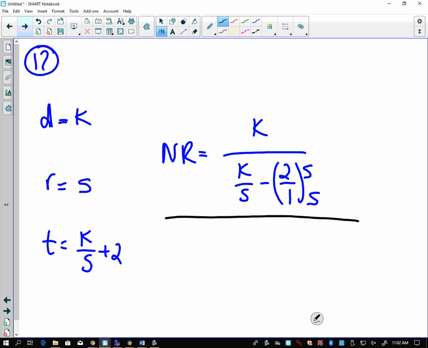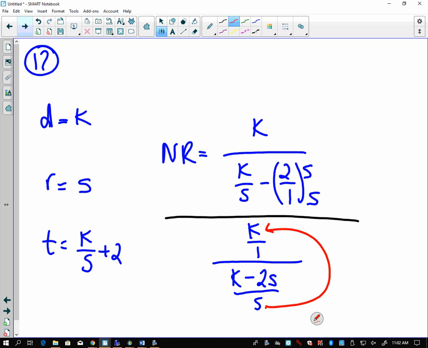I'm just using this black line to break up my work so you're not getting confused there. I'm going to write this as k over 1 divided by k minus 2s over s. So now I can see it as a fraction divided by another fraction. I can't divide by a fraction, but I can multiply by a reciprocal. So I do that rather than just writing it as a fraction times a fraction. I just draw my arrows here so I can see what I'm multiplying. I don't end up having to rewrite. So that gives me ks over k minus 2s.